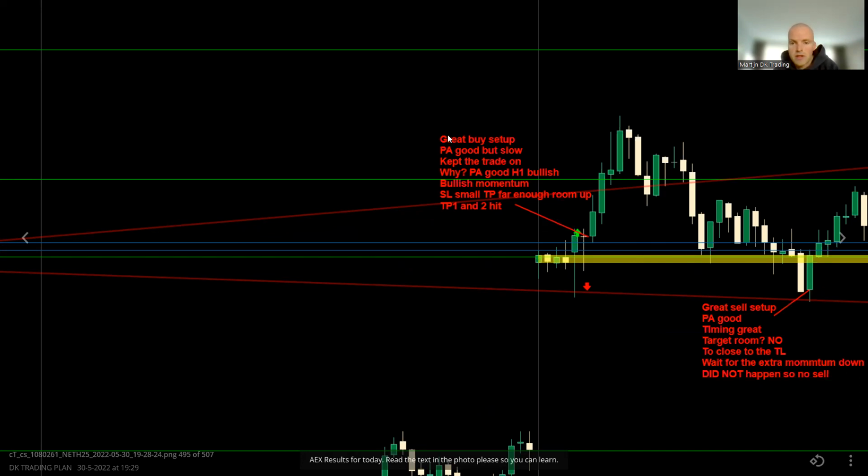So the buy setup was great, right? Price action good but slow, and price action good is that we got the signals from the candles we wanted. This is M15, by the way, M15 time frame. Okay. Good bullish momentum, closed above the box, above resistance. So that's all the facts.